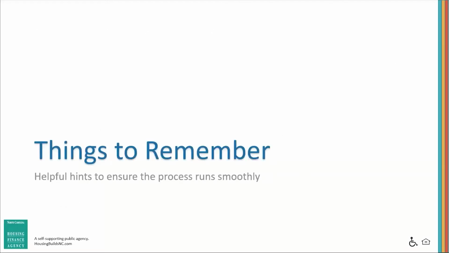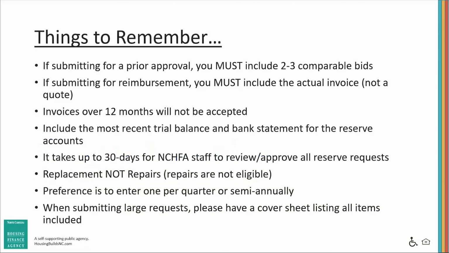So we've got some helpful hints to ensure that the process runs smoothly. Some things to remember: if you are submitting for a prior approval, you must include 2 to 3 comparable bids. If you're submitting for a reimbursement, you must include the actual invoice and not a quote. Any invoices over 12 months will not be accepted. You want to include the most recent trial balance and bank statements for the reserve accounts.